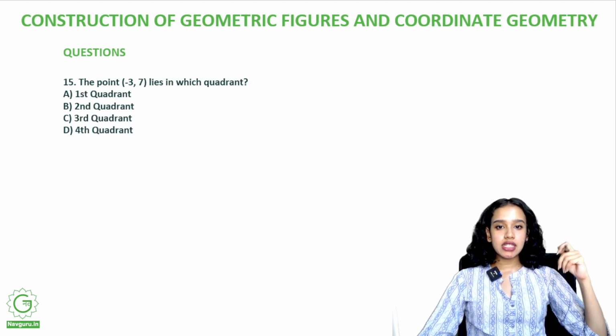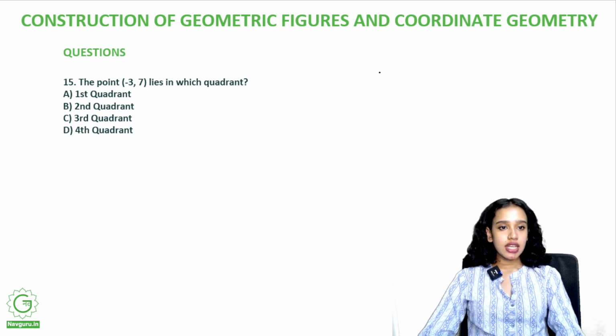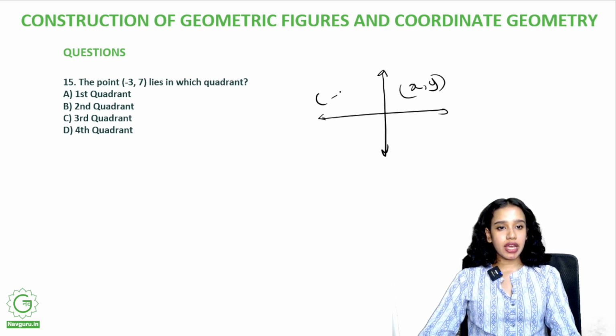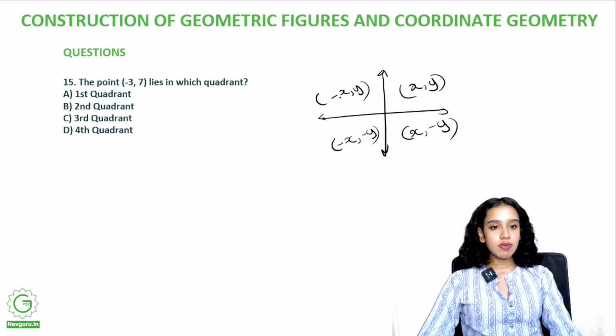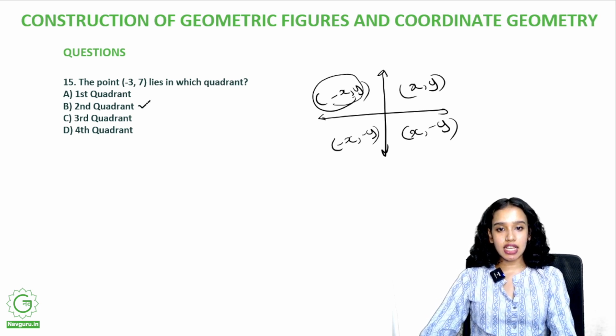The point minus 3 and 7 lies in which quadrant? Again, we have 4 quadrants: x and y here, minus x and y here, minus x and minus y here, and here we have x and minus y. So minus 3 and 7 means minus x and y, which lies in the second quadrant.